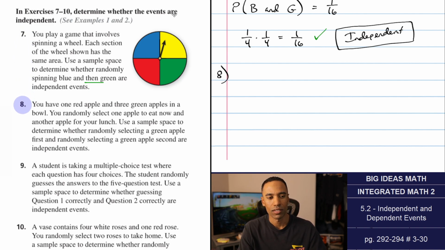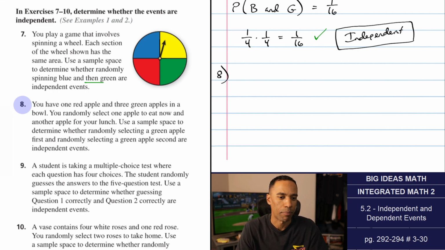All right, number 8. You have 1 red apple and 3 green apples in a bowl. You randomly select 1 apple to eat now and another apple for your lunch. Use a sample space to determine whether the events are independent. So based on the conversation that we had, we should know that this should be dependent, not independent. But they do say use a sample space, so we will do that.